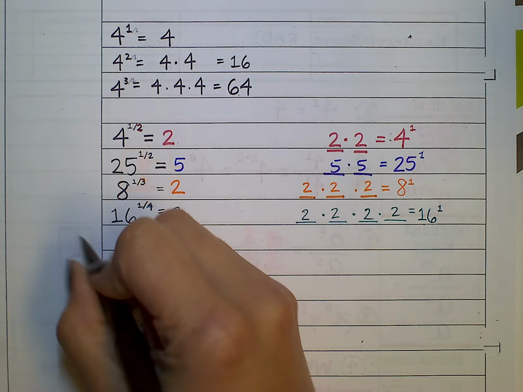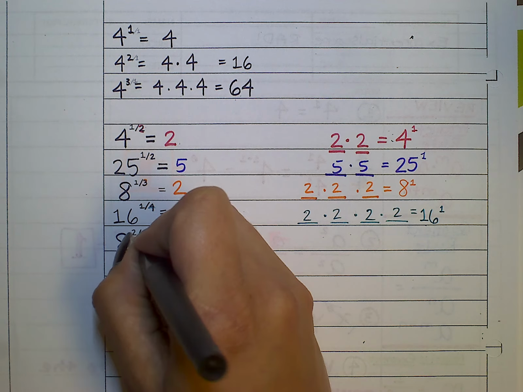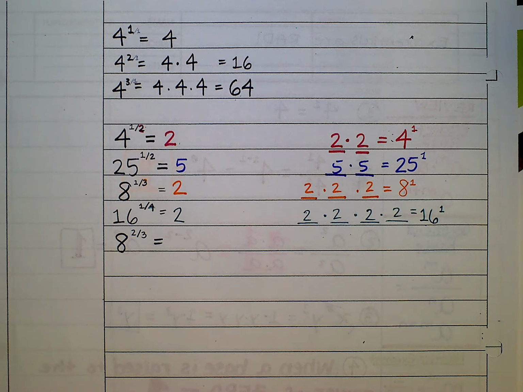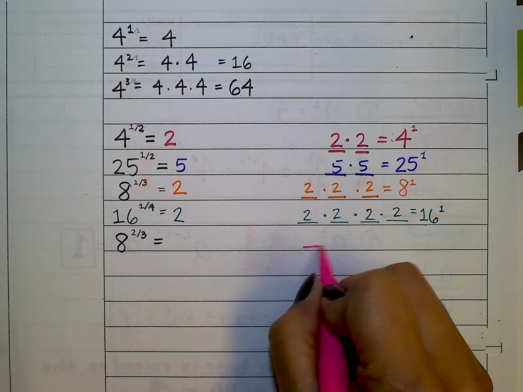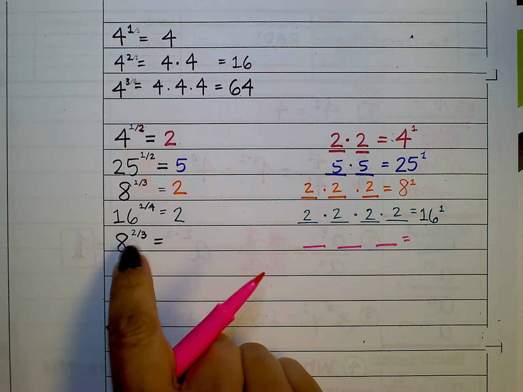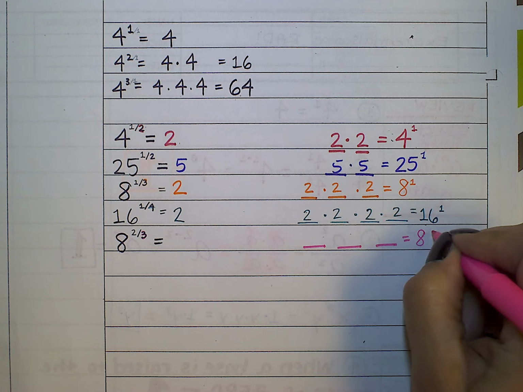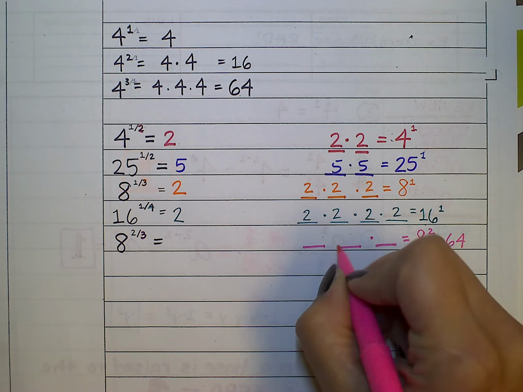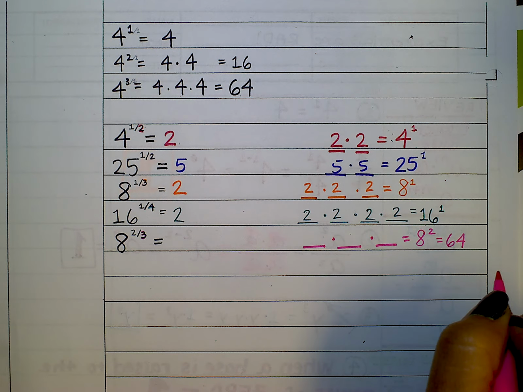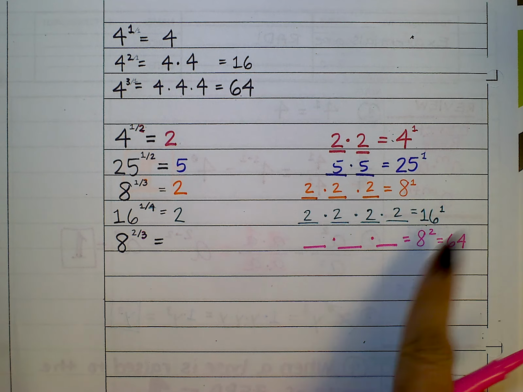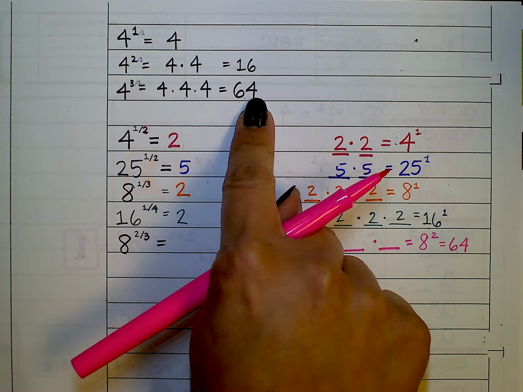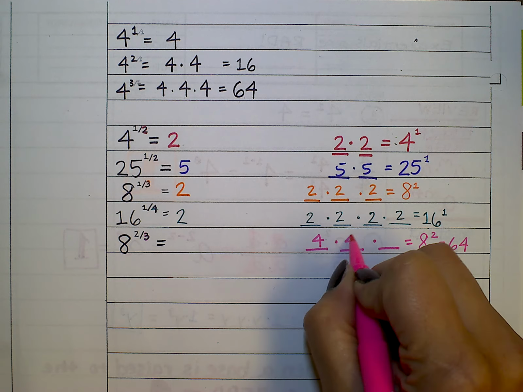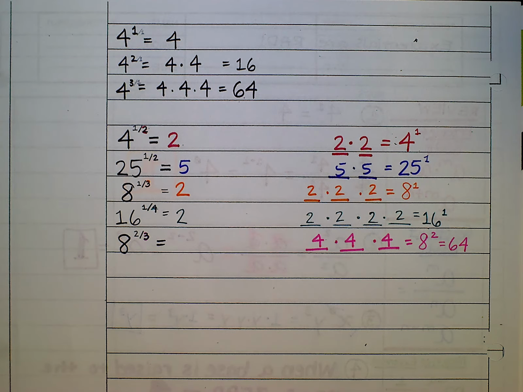Oh, this one's a tricky one. What if I gave you 8 to the power of 2/3? Okay, not a biggie. We're going to do this the exact same way. So let's go ahead and do 3 blanks. But this time, it should be equivalent to 8 squared, which is simply 64. Okay, so what times what times what gives me 64? Oh, we just did that one earlier. That was 4 times 4 times 4.